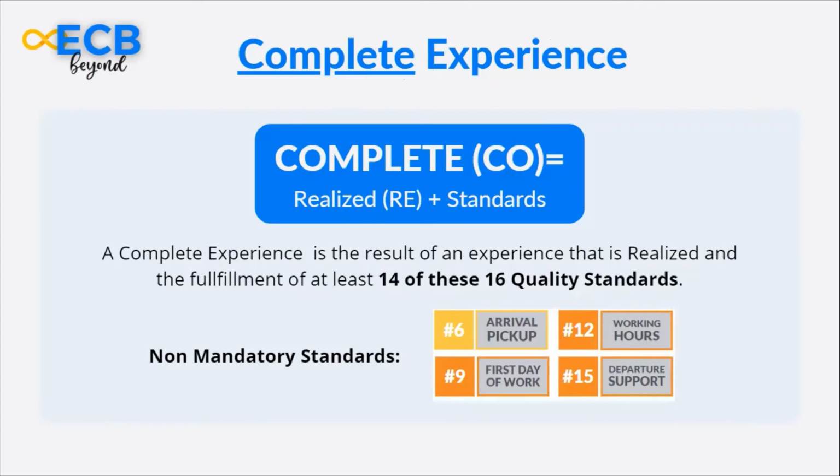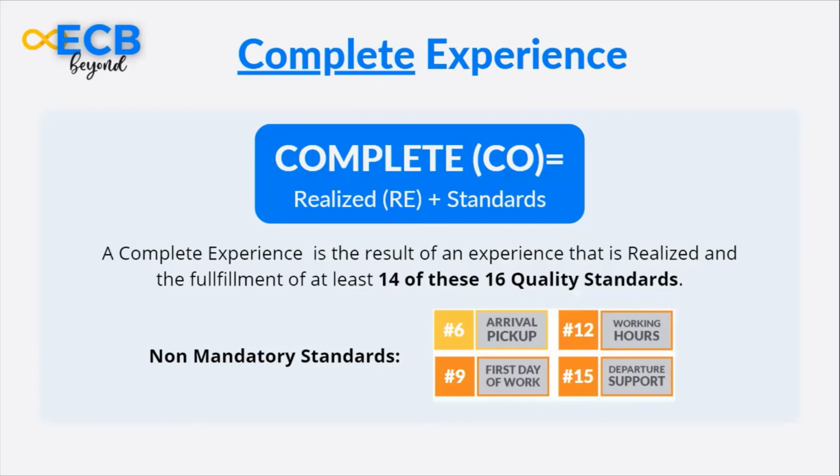Our ultimate goal is to mark an experience as complete. But how can we mark this experience as complete? A complete experience is the result of an experience that is realized and the fulfillment of at least 14 of these quality standards. So we cannot mark an experience as complete, even though it was realized and finished, if we don't have the fulfillment of at least 14 of these quality standards.